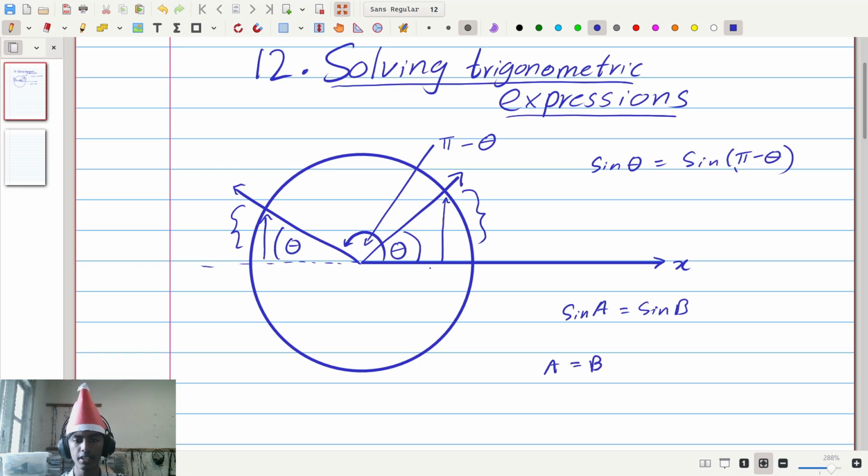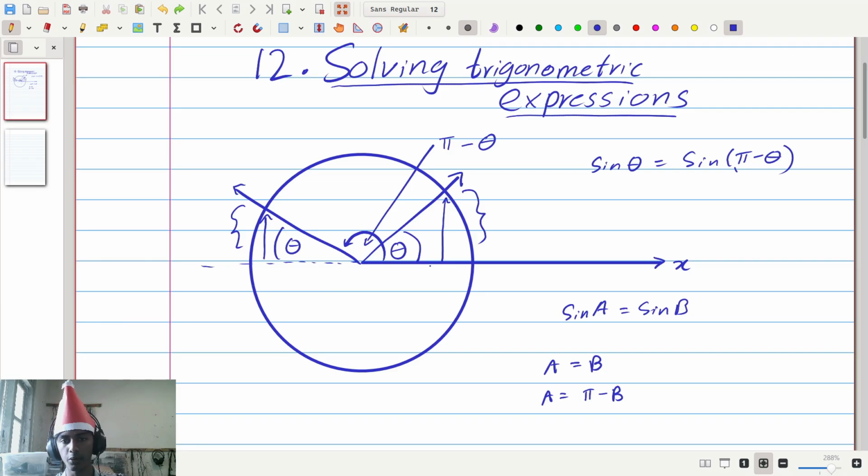Another possibility is that A is equal to pi radians minus B, which we have just shown by the fact that sine theta is equal to sine pi minus theta. Another possibility is that we go a full circle like this and then an extra theta degrees. So in this case that would be 360 plus theta, or in radians 2 pi radians plus theta.